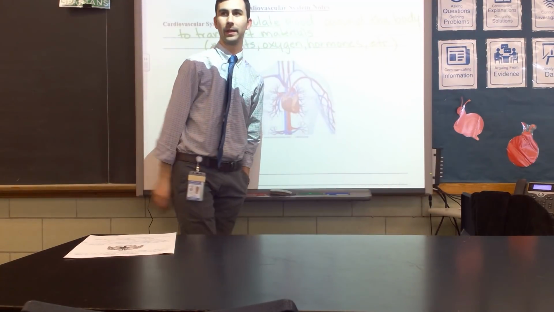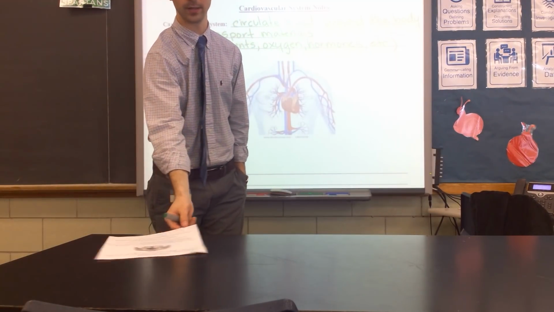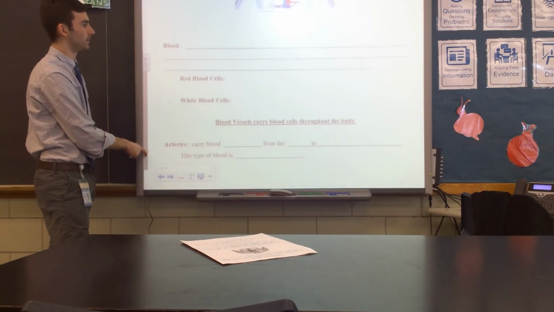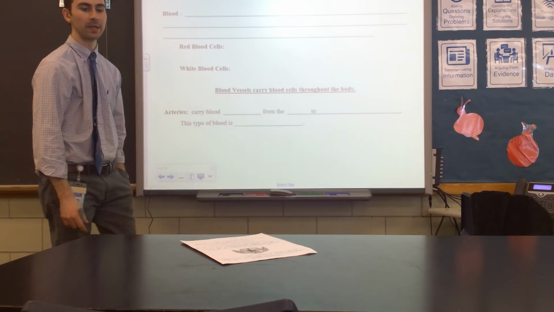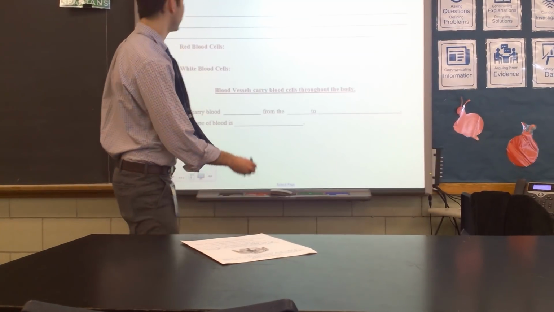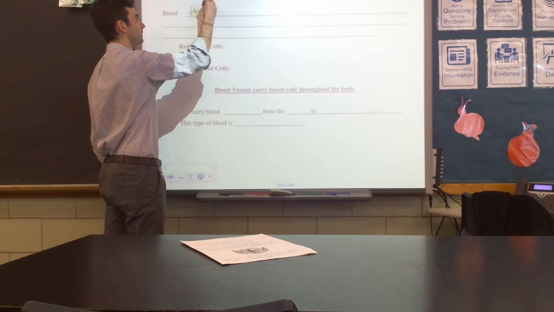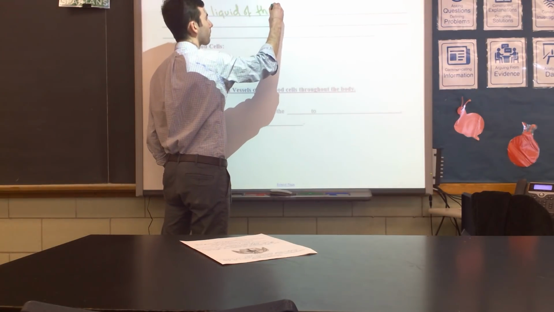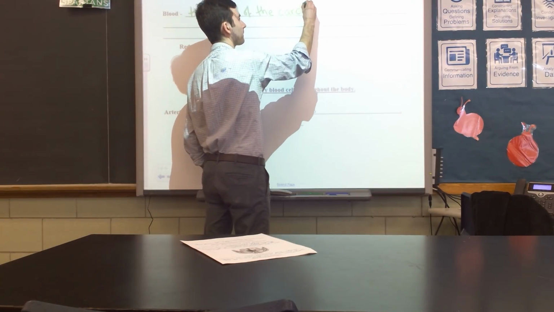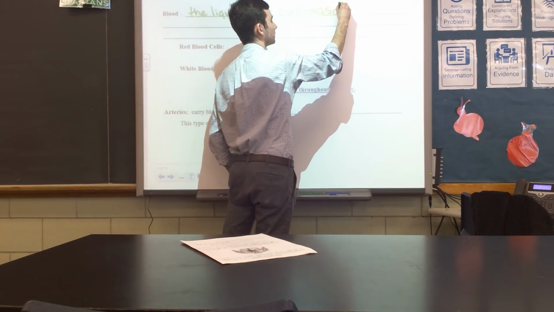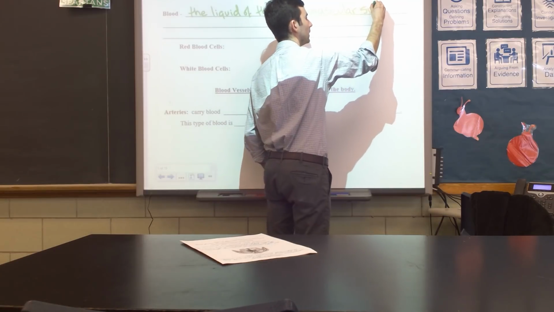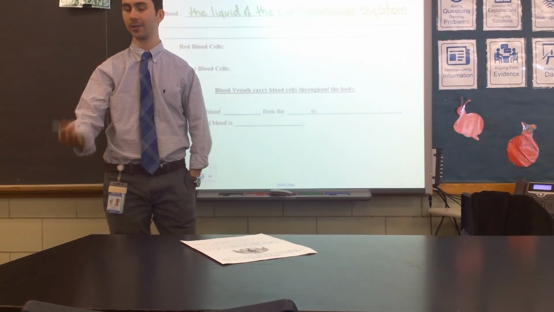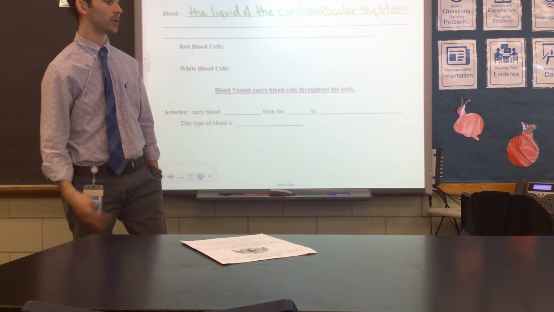When we remember that word etc., it just means and on, a couple more things. Some organs of the cardiovascular system. The first major one being blood. So blood is going to be the liquid of the cardiovascular system. And this is going to be the liquid that these nutrients, that these oxygen molecules are transported in.